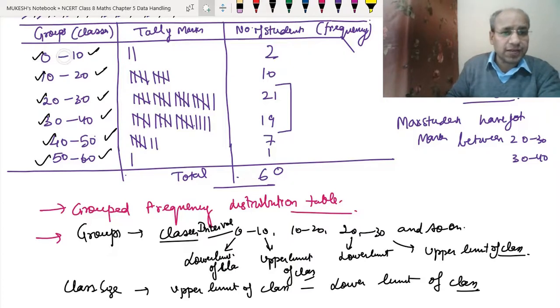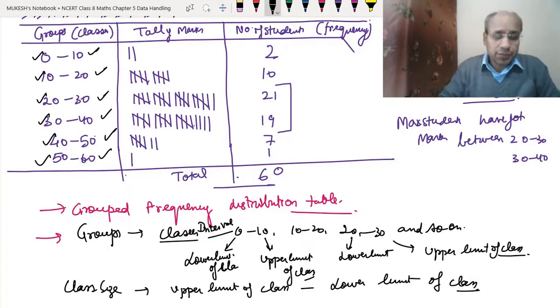Like for this, the class size is 10: 20 minus 10 is 10, 30 minus 20 is 10, 40 minus 30 is 10, 50 minus 40 is 10, 60 minus 50 is 10. So this is the class size. Okay, I hope this is clear to you.